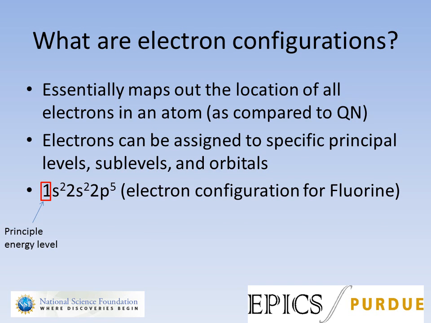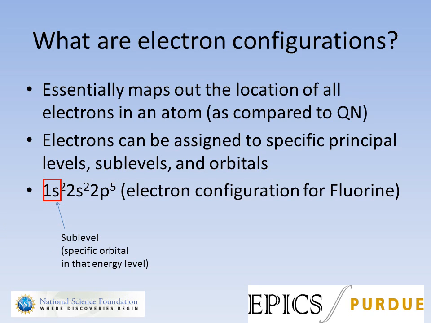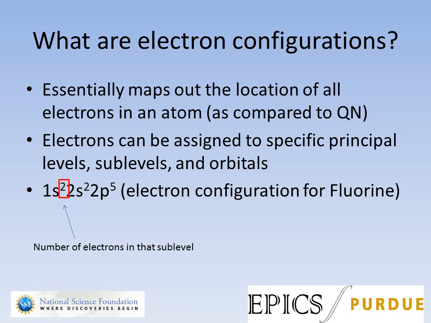The number in front of the letter represents the energy level. That number, along with the letter, which we will later learn represents an orbital, makes up a sublevel. The number in the subscript represents how many electrons are in that sublevel. So we can see that fluorine has 9 electrons, 2 in the 1s sublevel, 2 in the 2s sublevel, and 5 in the 2p sublevel.